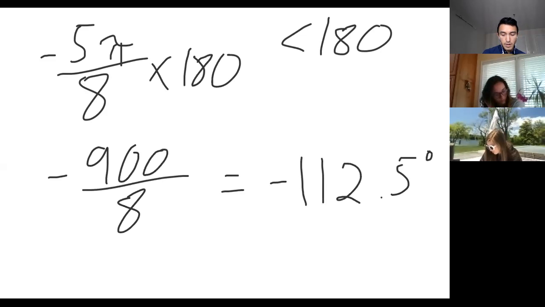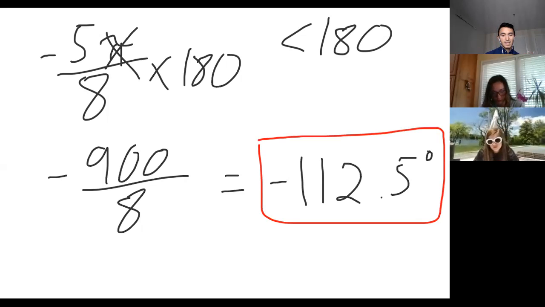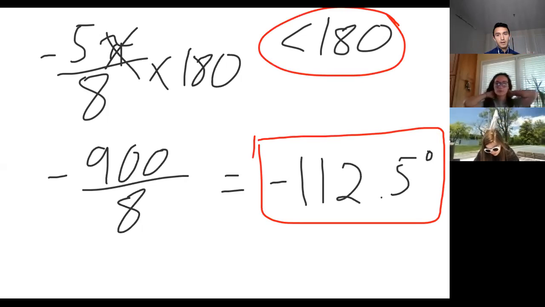2.5 degrees. Obviously you can use a calculator, right? You don't have to do it in your head like I did, but we got rid of the pi, multiplied by 180, and then it turns out that 5/8 of 180 is negative 112.5. And then we check our work. Obviously, that makes sense because we wanted it to be less than 180. So we probably did not make a mistake there.